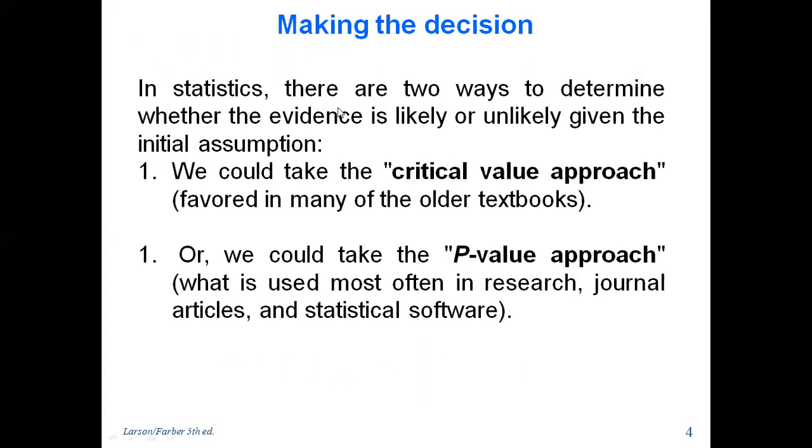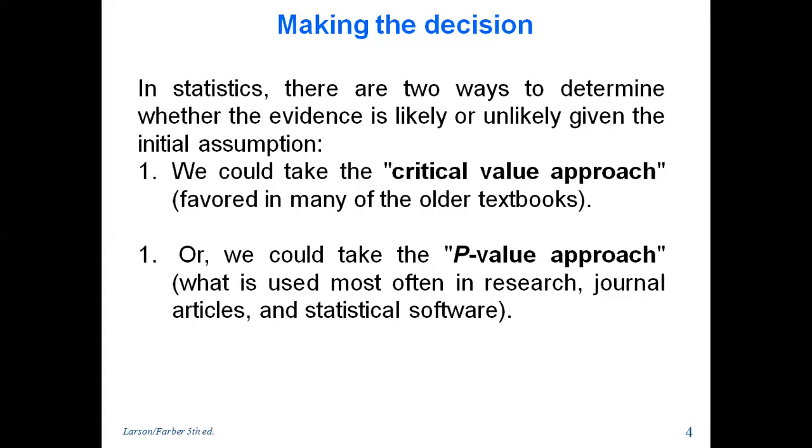Making a decision. In statistics, there are two ways to determine whether the evidence is likely or unlikely given the initial assumption. If some population is given, we draw a sample from that population and compute the summary of that sample, and then we compare whether that summary matches the summary that we assume about the population, because it is very difficult to compute the actual value of the parameter which represents the population.